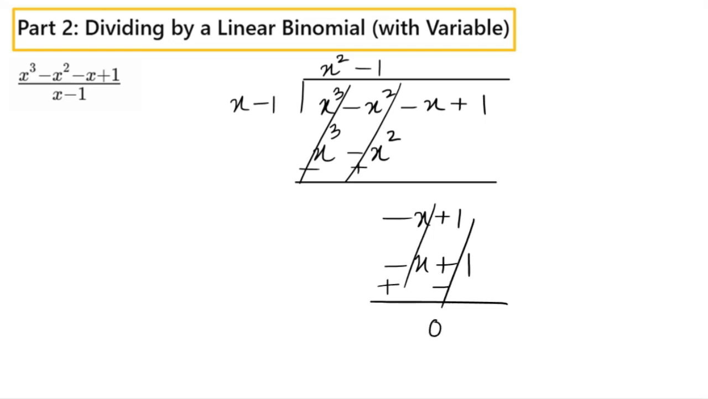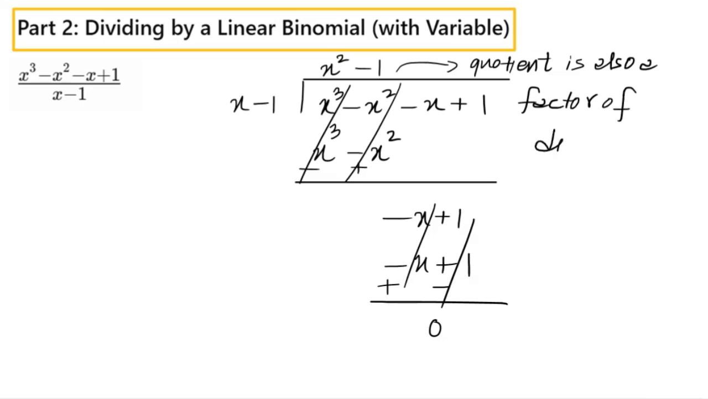So another important thing to think about is that when you get a 0 remainder, this linear divisor is also a factor of the dividend, because it's giving a zero remainder, and the quotient, this value on the top, is also a factor of the dividend. If you want a very simple example of why this is true, think of the number division you used to do back when you were quite younger.